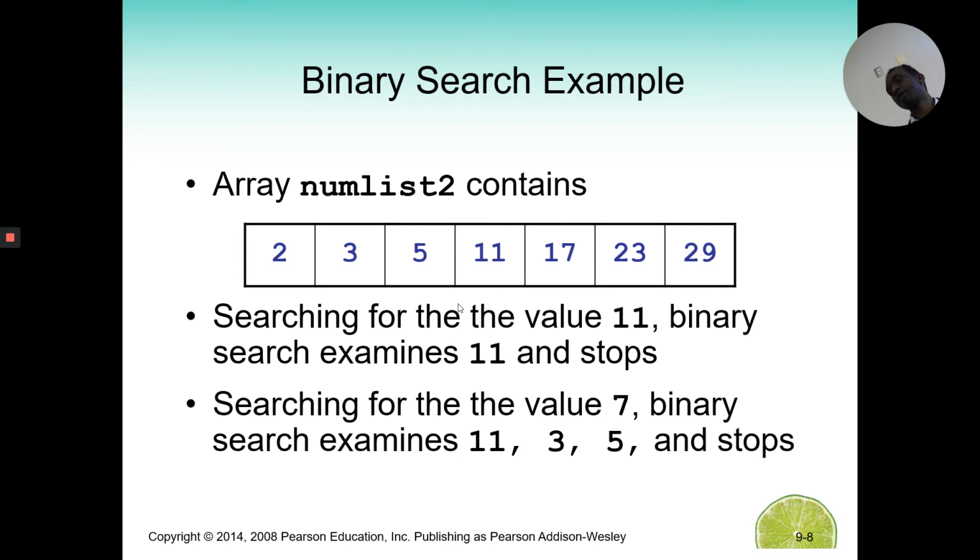So here you have array numList 2 contains 2, 3, 5, 11, 17, 23, 29. Looking at the previous array, this had to be arranged first, sorted. Searching for the value 11, binary search examines 11 and stops. So if it goes to the middle, is this 11? If the answer is yes, then it would stop. Searching for the value 3, binary search examines 11, then 3, and stops.